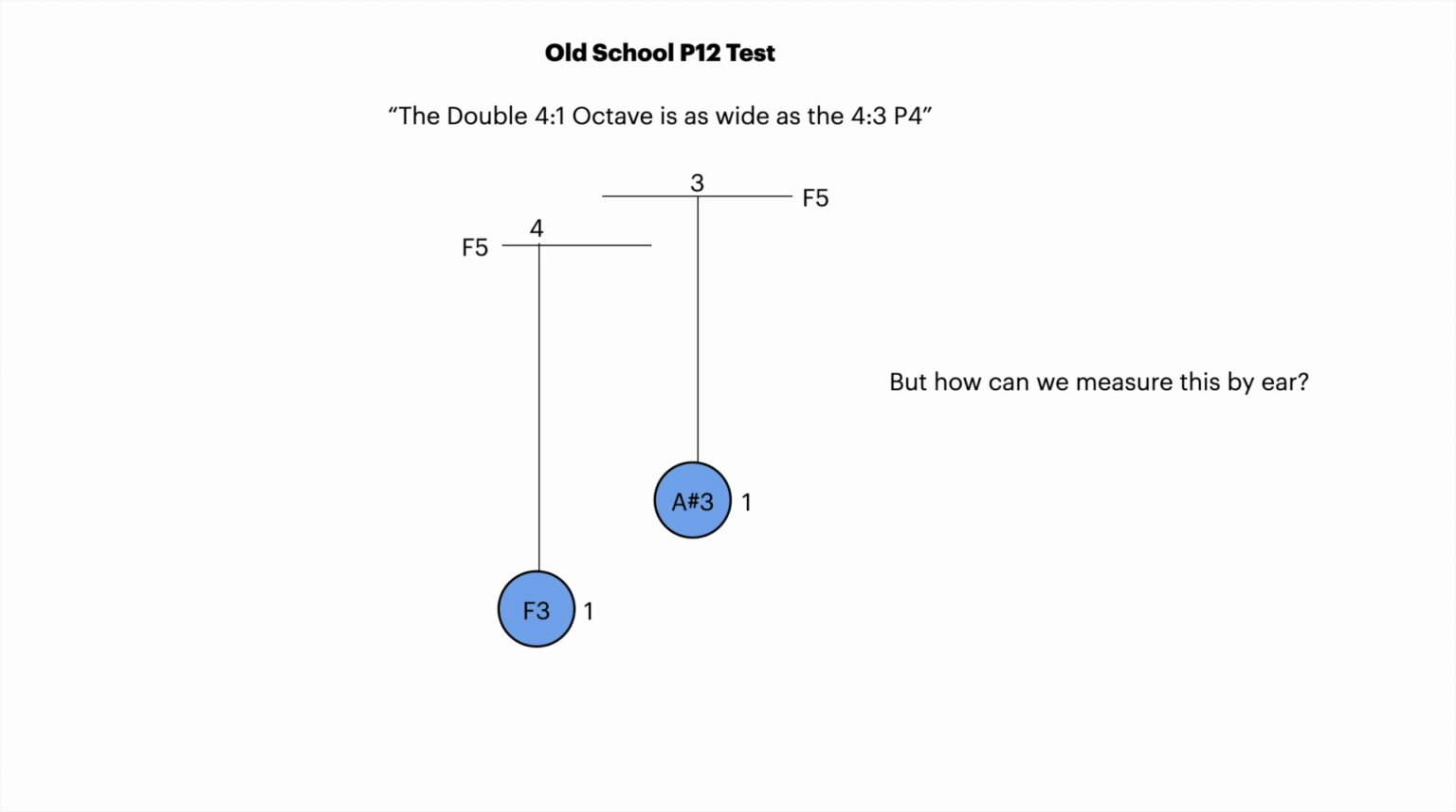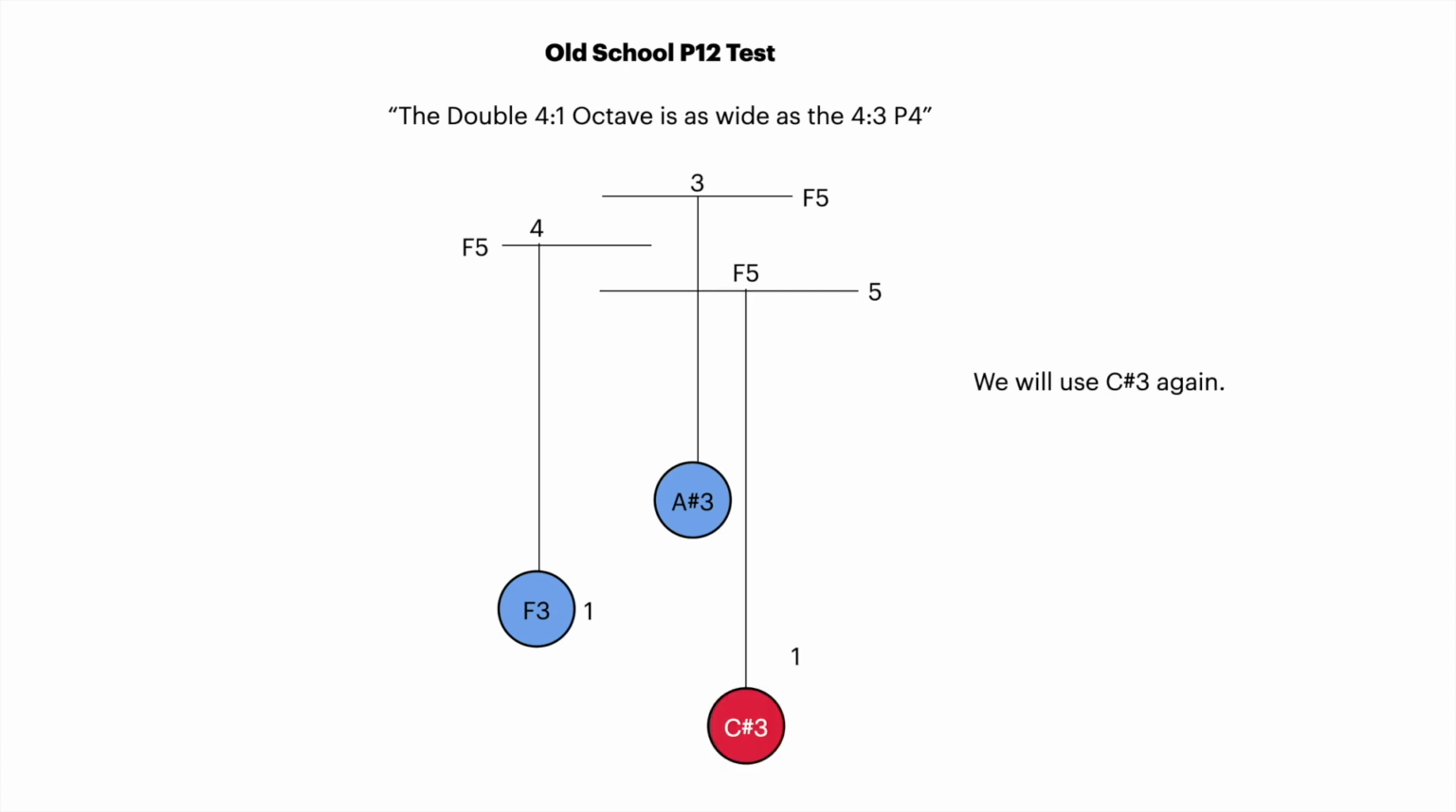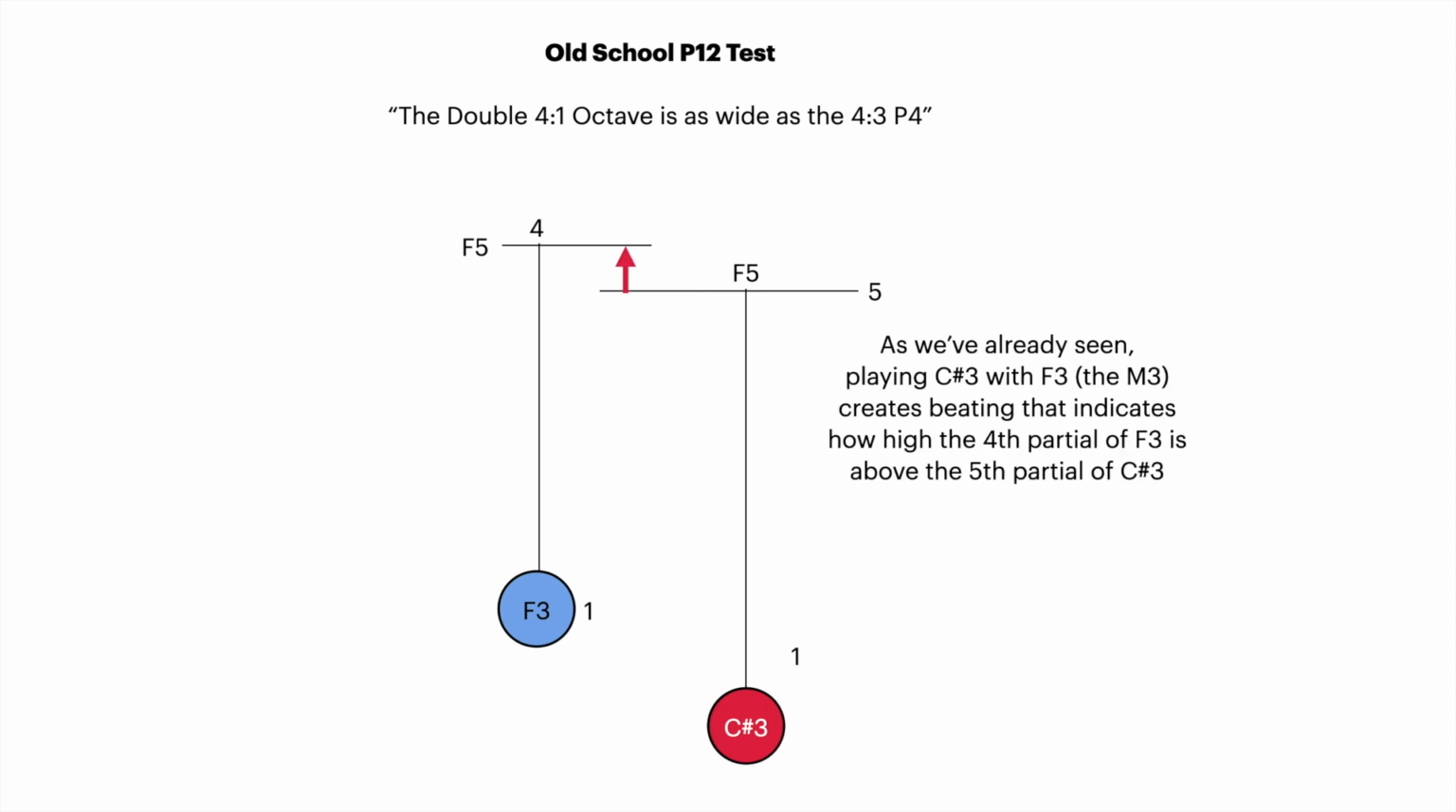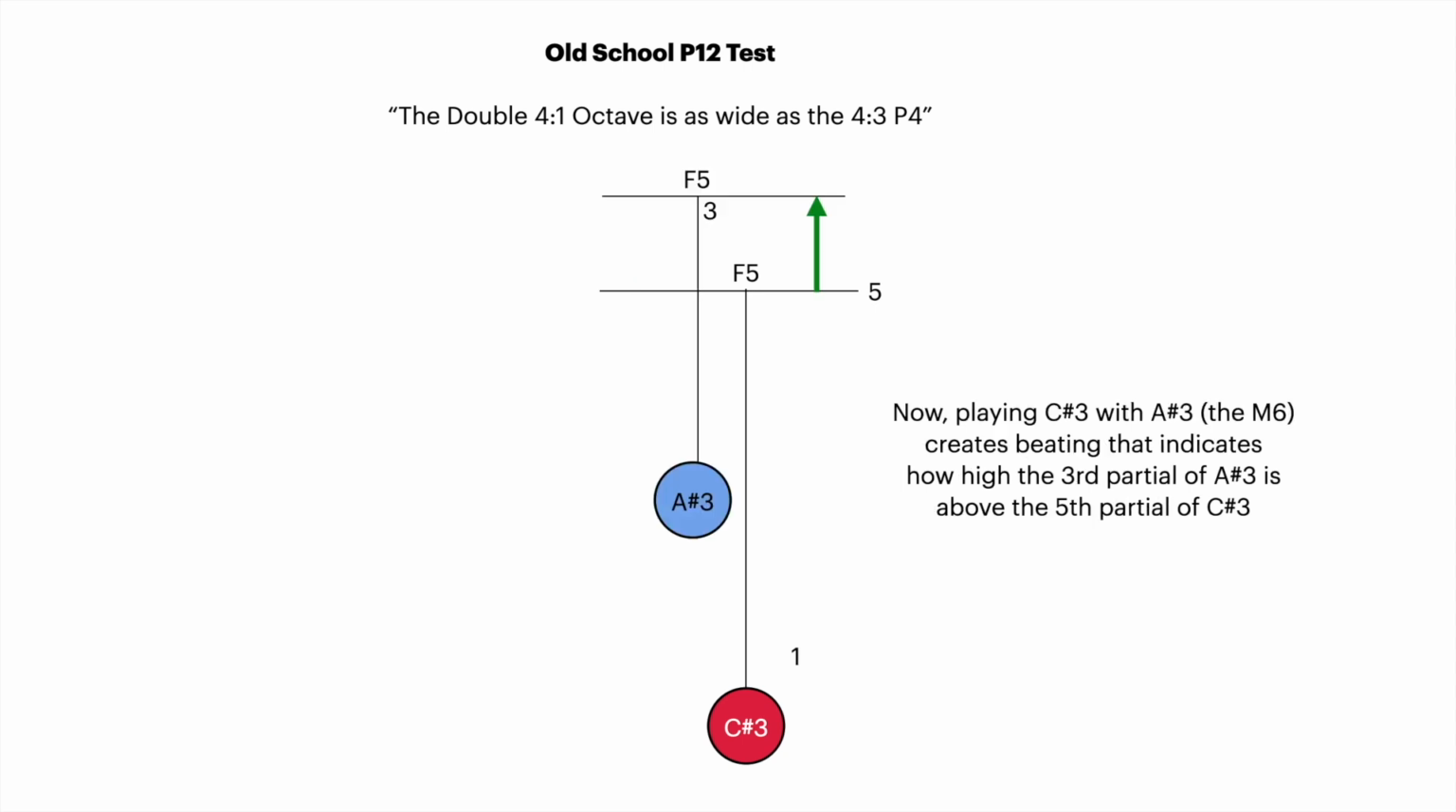But how can we measure this by ear? You guessed it, a check note. We will use C#3 again, because it shares F5 with F3 and A#3, and its F5 is lower than the other F5s, on purpose. As we've already seen, playing C#3 with F3, the major third, creates beating that indicates how high the fourth partial of F3 is above the fifth partial of C#3. Now, playing C#3 with A#3, the major sixth, creates beating that indicates how high the third partial of A#3 is above the fifth partial of C#3.